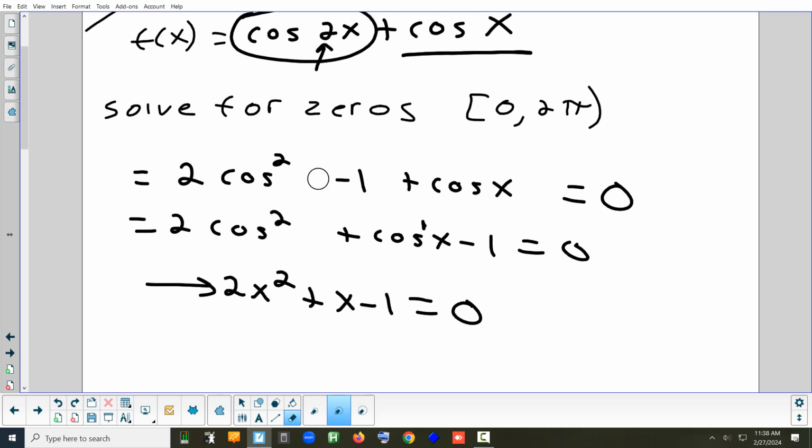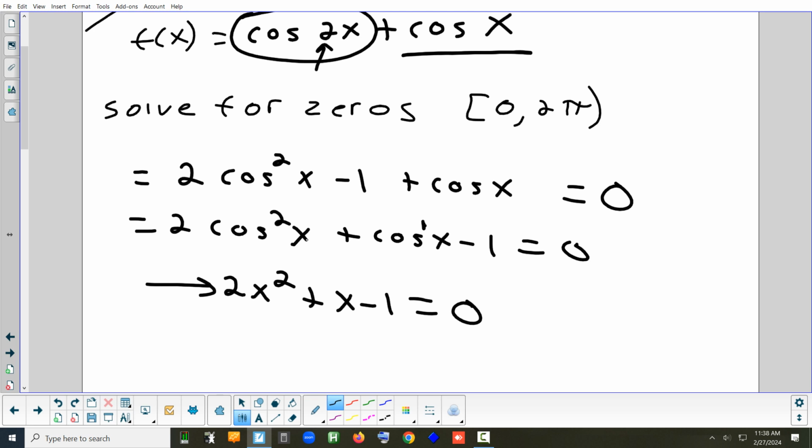What's one way that you can try to solve a quadratic? We could try the quadratic formula. What's another way that we could also try? Just to start out, let's try it with this and see if we can factor it.